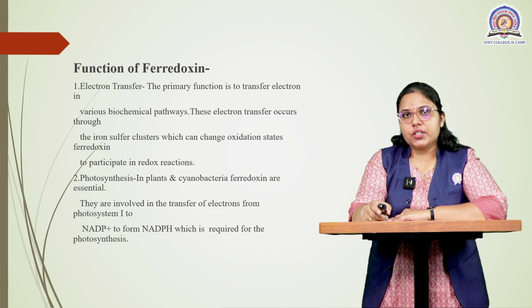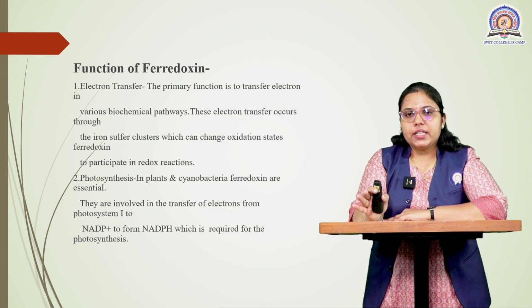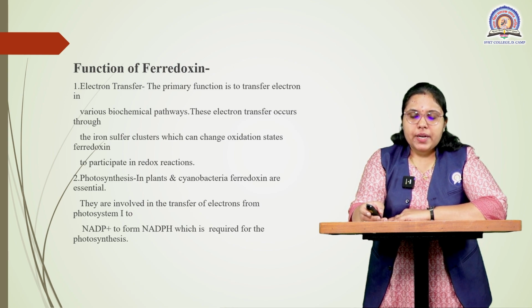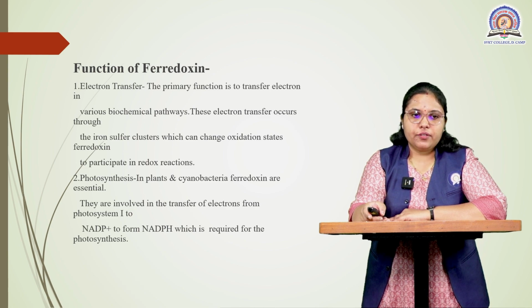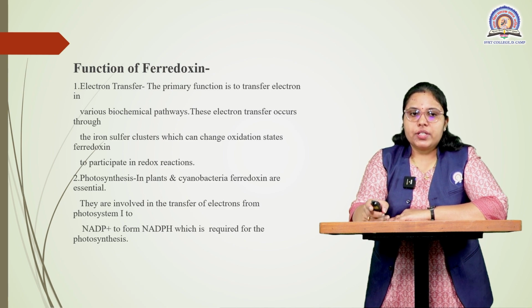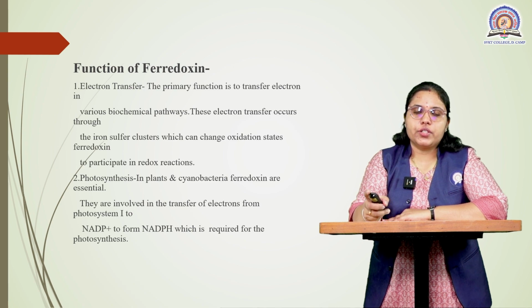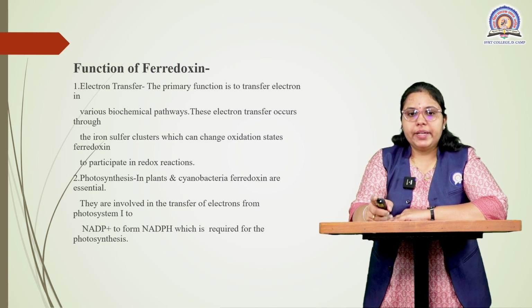This is the primary function of ferredoxin, that is to transfer electrons in various biochemical pathways, and this electron transfer occurs through iron sulfur clusters which can change oxidation state of ferredoxin to participate in redox reactions. Second function is photosynthesis. In plants and cyanobacteria, ferredoxins are essential. They are involved in the transfer of electrons from photosystem 1 to NADP+ to form NADPH, which is required for photosynthesis.